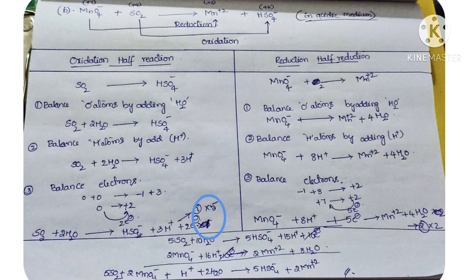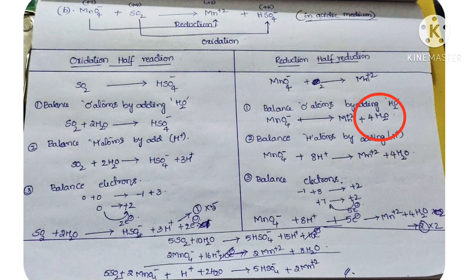And then see here, the reduction reaction is MnO4 minus to Mn plus 2. In the reduction reaction, except hydrogen and oxygen, we balance the other atoms. The other atom is manganese, and it is already balanced. The next step is to balance oxygen atoms by adding water molecules. So MnO4 minus gives Mn plus 2 plus 4 H2O.